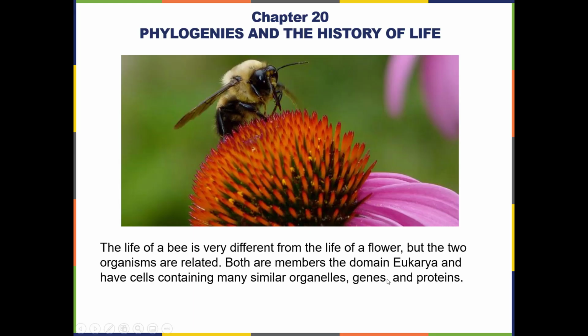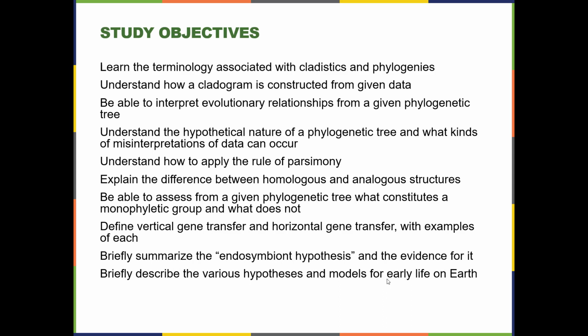Okay, so chapter 20 is all about phylogenies and how they represent the history of life. So a phylogeny is an evolutionary tree, an evolutionary history of really one organism, or you're really tracking the ancestors of one organism. So an evolutionary tree is similar to what you would call your family tree, except it goes past just relatives. It goes into other species. What species came before?